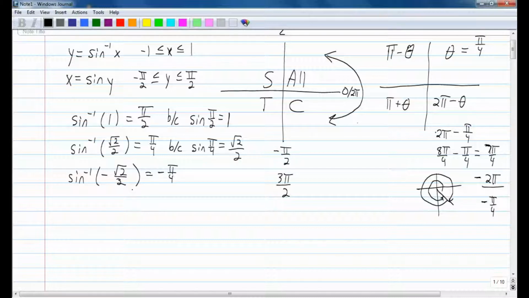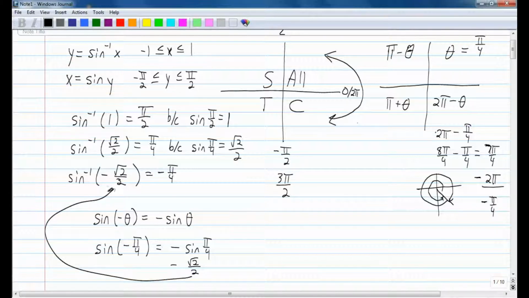Some of you may be thinking, wow, that just seems like too big of a coincidence. But if you recall the even-odd property for sine, remember the sine of negative theta is equal to the negative sine of theta. So that's why we can just put a negative in front of our angle measure. Because if I was evaluating the sine of negative pi over 4, that's the same thing as the negative sine of pi over 4, which would be negative square root of 2 over 2, which is what we were taking the inverse sine of there.